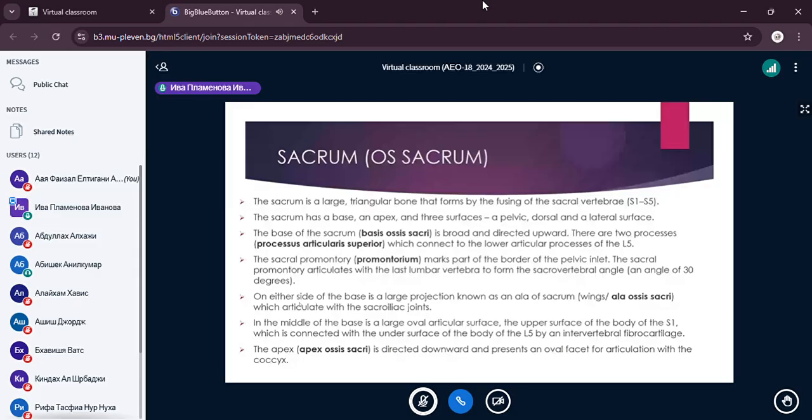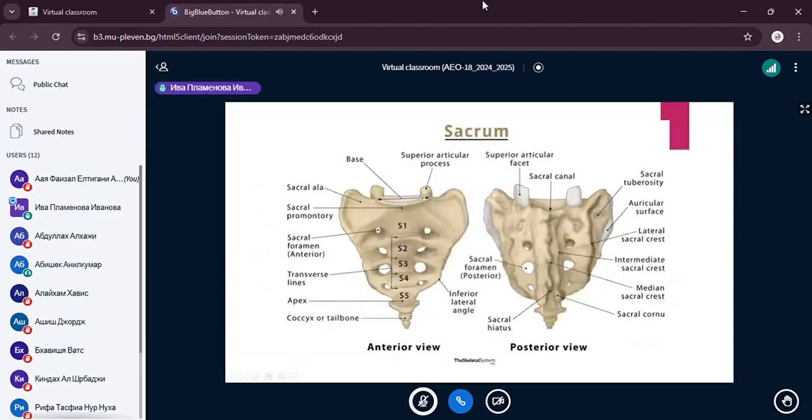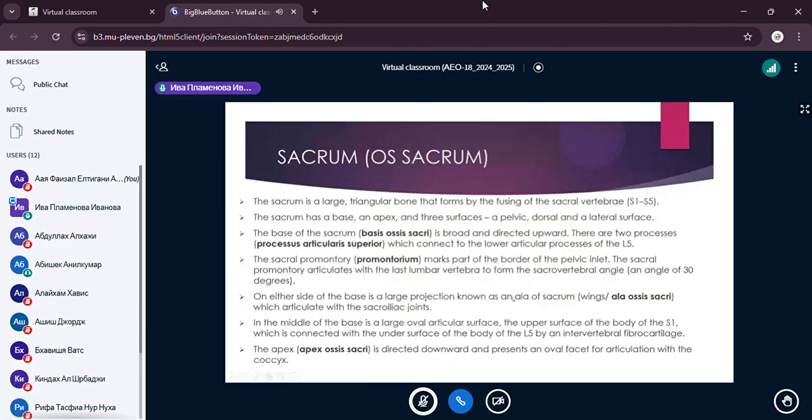In the middle of the base is a large articular surface. This one here is the articular surface for L5. Above it, here is L5. So it's the same for the apex. We have an articular surface for the first coccygeal vertebra, CO1. What else? These things you can read alone.